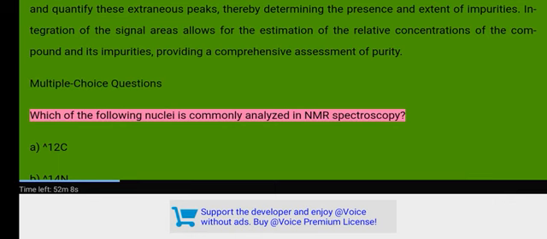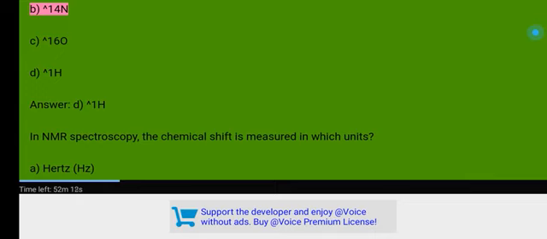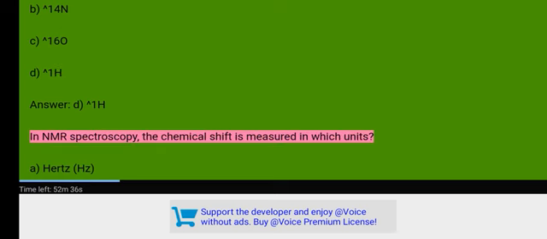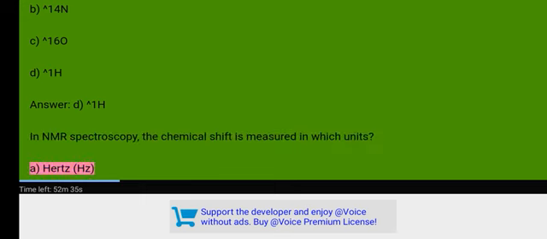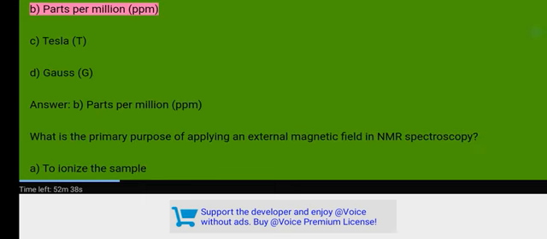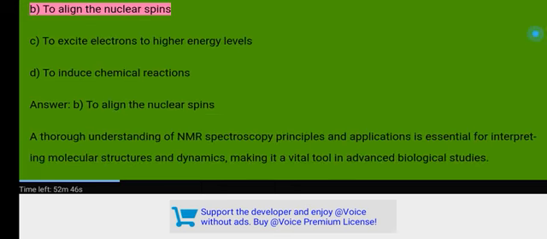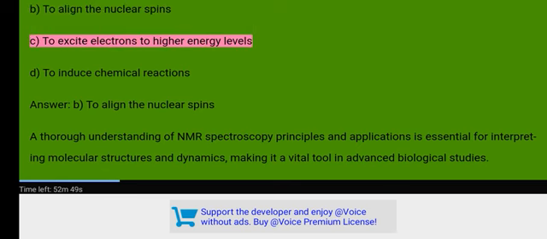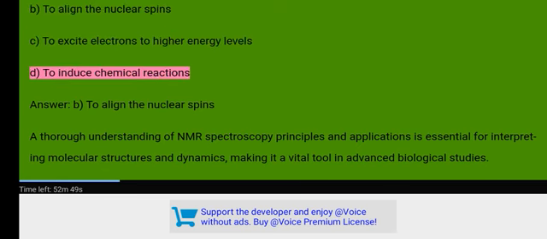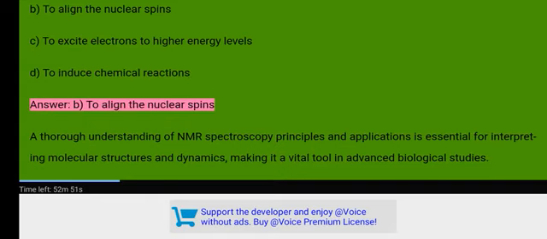Multiple choice questions. Which of the following nuclei is commonly analyzed in NMR spectroscopy? A. 12C, B. 14N, C. 16O, D. 1H. Answer: D. 1H. In NMR spectroscopy, the chemical shift is measured in which units? A. Hertz (Hz), B. parts per million (ppm), C. Tesla (T), D. Gauss (G). Answer: B. Parts per million, ppm. What is the primary purpose of applying an external magnetic field in NMR spectroscopy? A. To ionize the sample, B. To align the nuclear spins, C. To excite electrons to higher energy levels, D. To induce chemical reactions. Answer: B. To align the nuclear spins.